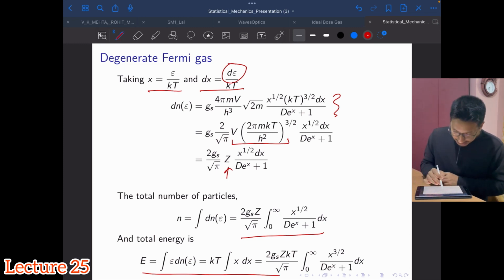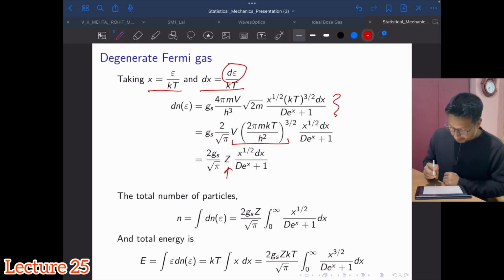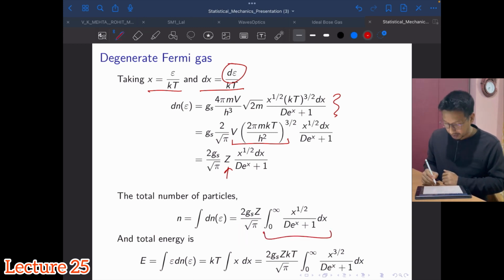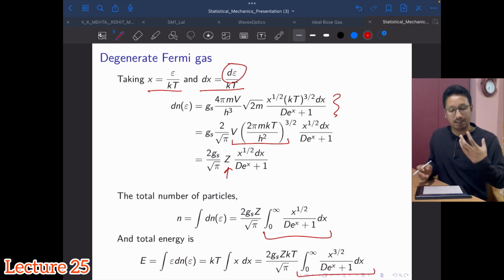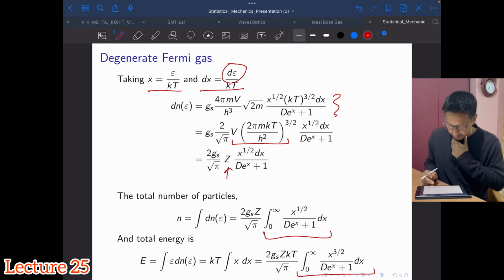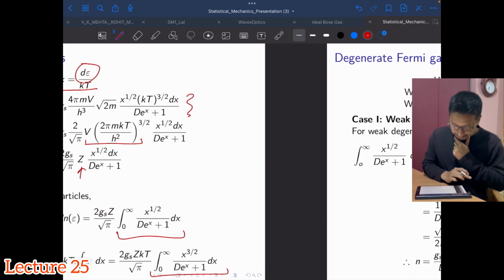So by now, having got these integrations, if you remember from the earlier videos, you will know that we have solved this integration in the earlier lecture. Okay, so we will directly use results from that.